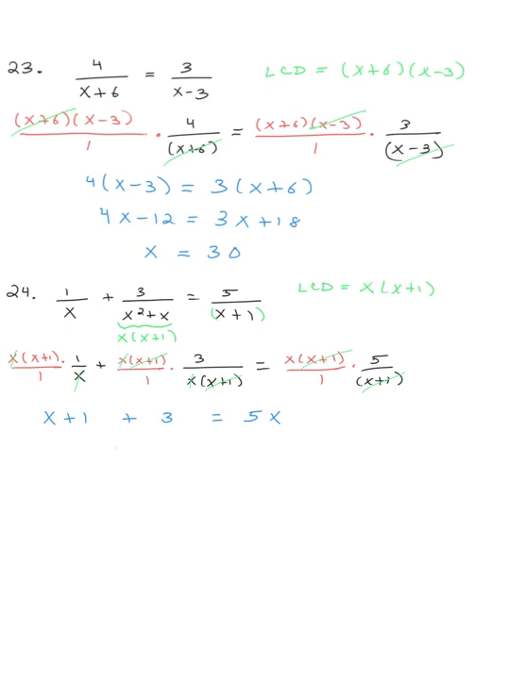So if I simplify the left side, I get x plus 4 is equal to 5x. If I subtract x from both sides, I get 4 is equal to 4x. If I divide both sides by 4, I get my answer of x is equal to 1.